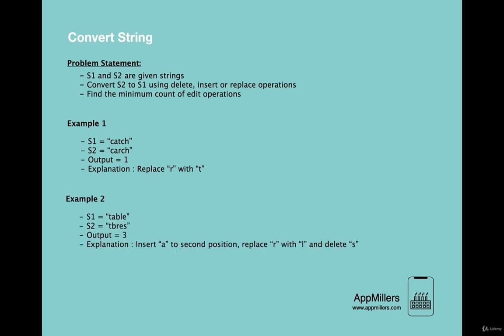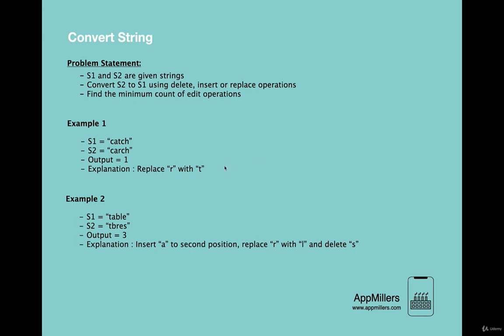Now let's look at the next example. In this next example, we are given two strings, which are table and tbres. In this case, the output is 3 because we have to insert A here, we have to replace R with L, and we have to delete S from the end. So we have implemented 3 operations over here. With this minimum count of operations, we can convert S2 to S1. Hopefully, the problem statement is clear.